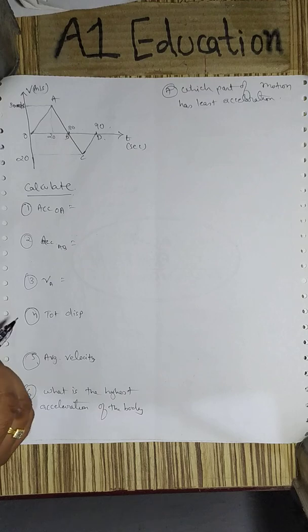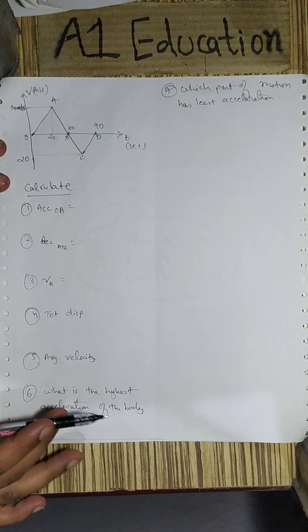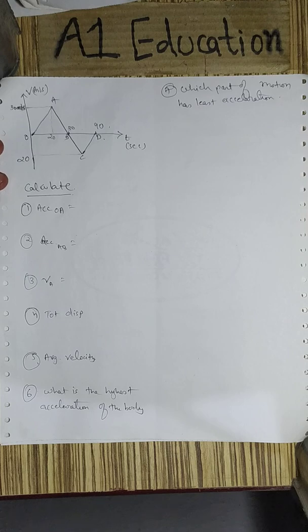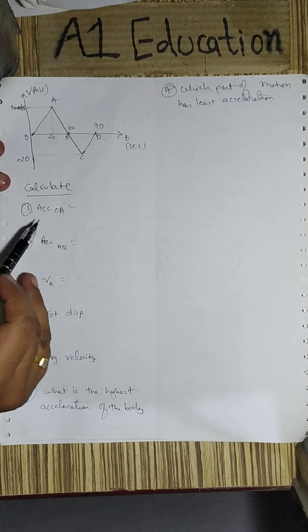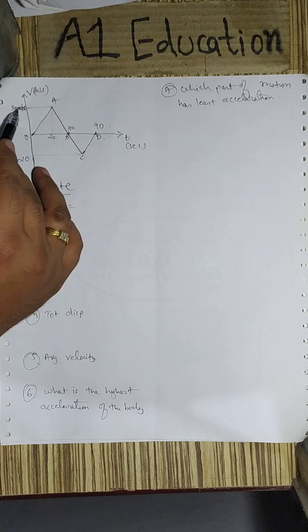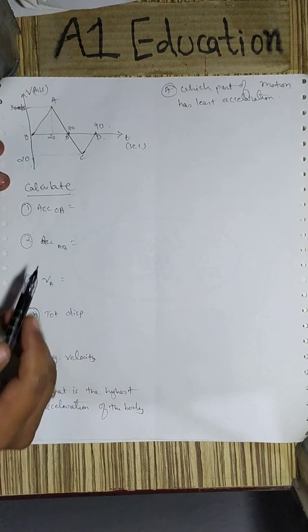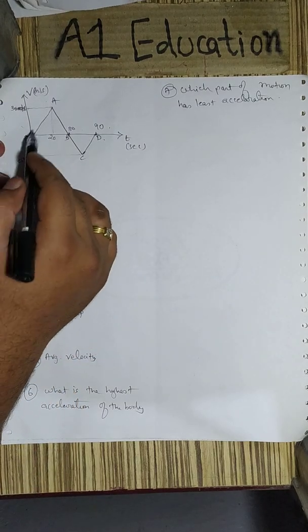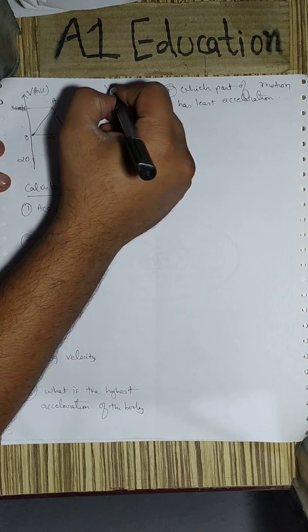Next, let us take one more question on velocity time graph. This is the third question on velocity time graph. We have been asked to calculate these 7 things. So let us start. This is the graph given, positions and values are given, acceleration OA. So OA acceleration, velocity time graph it is.